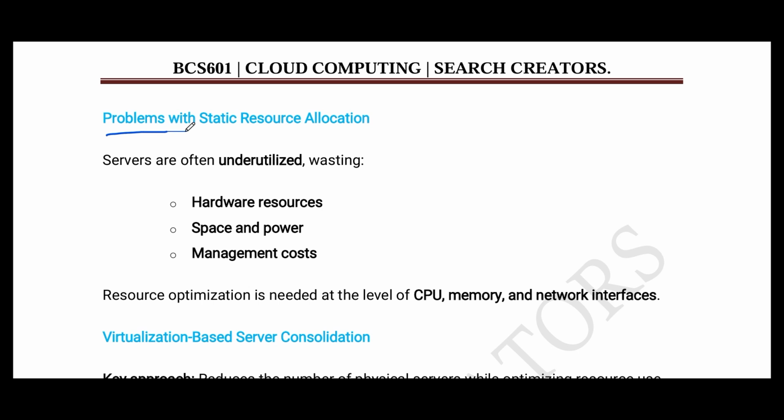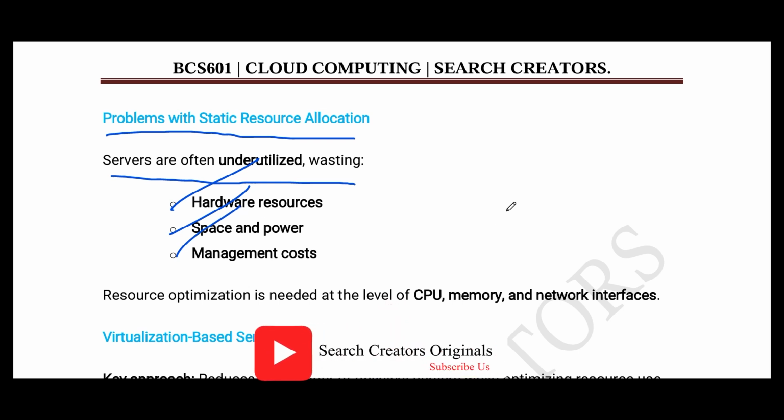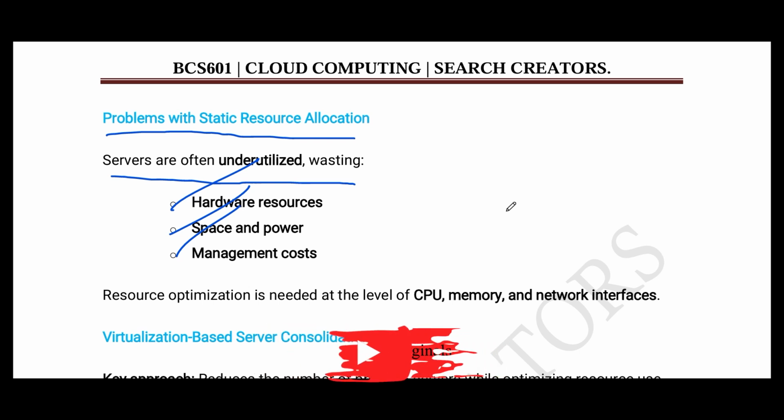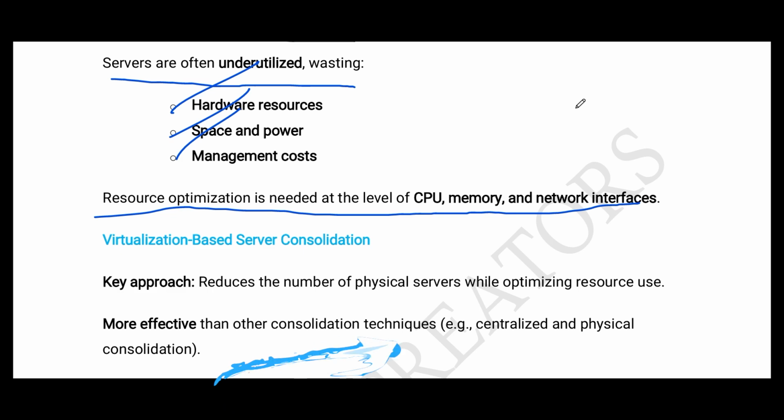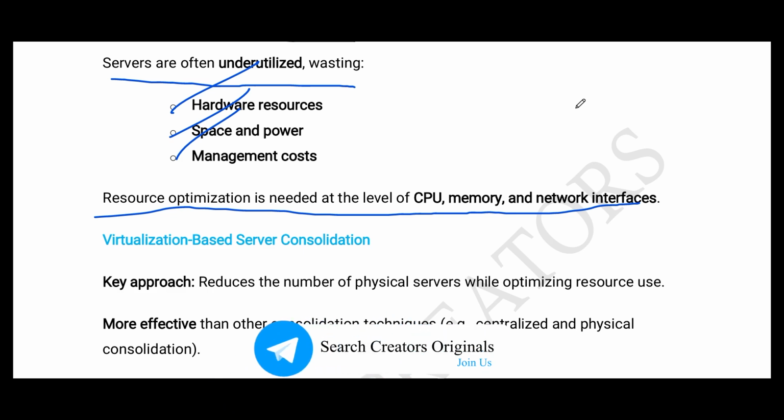Next is problems with static resource allocation. Servers are often underutilized, wasting hardware resources, space, and power. They can also increase management costs. Resource optimization is needed at the level of CPU, memory, and network interfaces. Resource optimization is essential at the level of CPU, memory, and network interfaces.